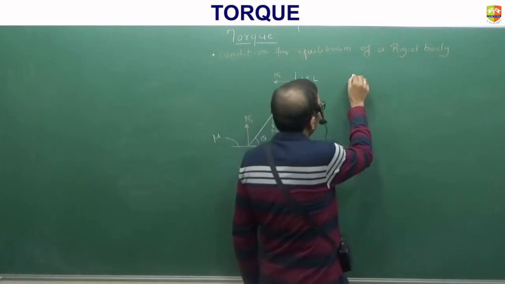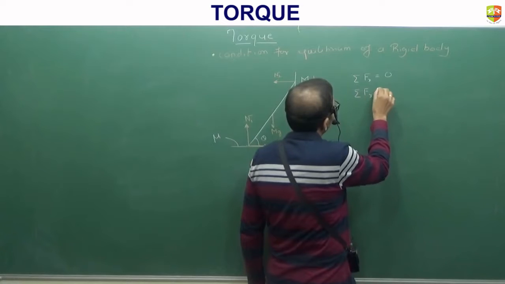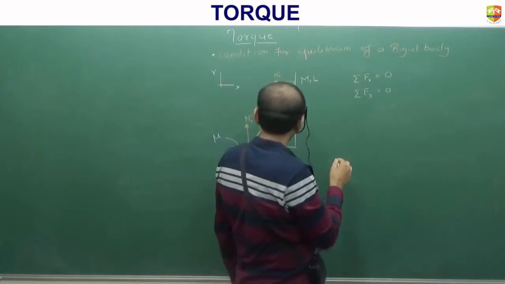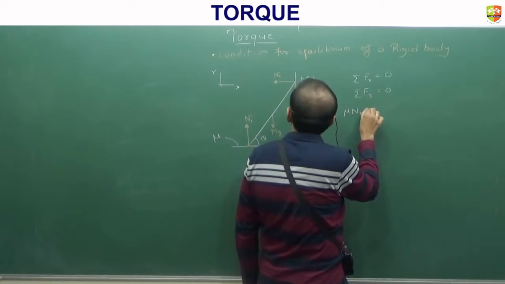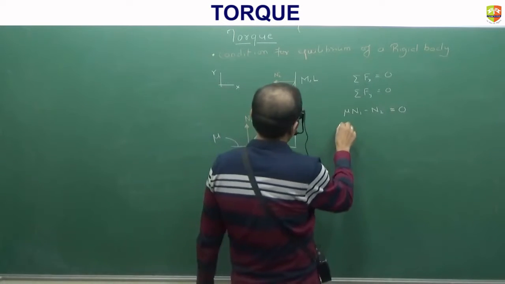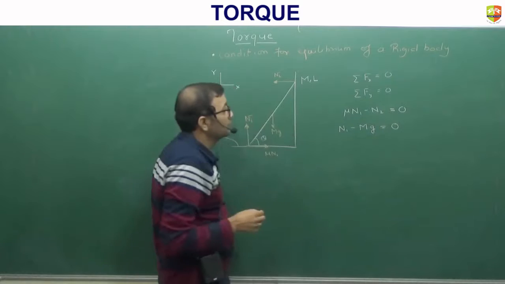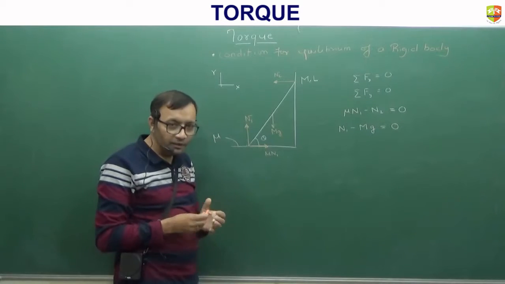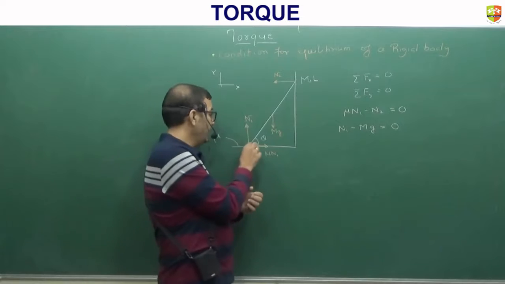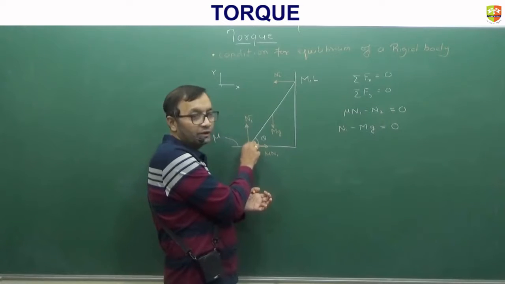Next, we can write net force along the x-axis to be 0, then along the y-axis to be 0. Along the x-axis, the forces are mu N1 minus N2, which is equal to 0. Along the y-axis, we have N1 equal to mg. Then I can write net torque is 0 about any point. About which point should I write? If I write about this point, the torque because of these two will become 0, so this is more sensible.